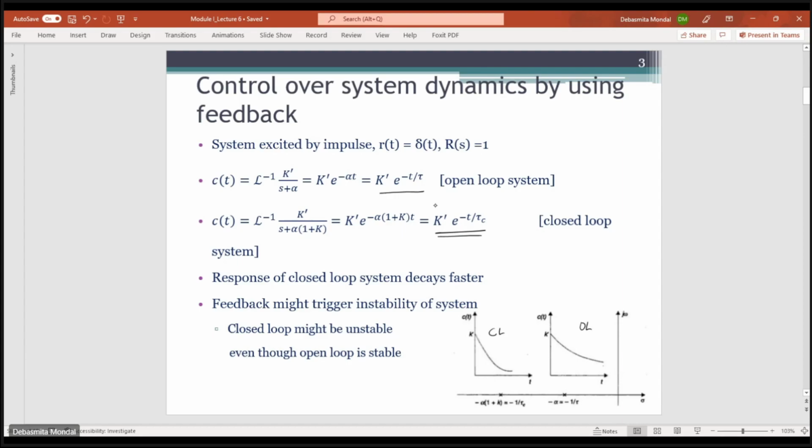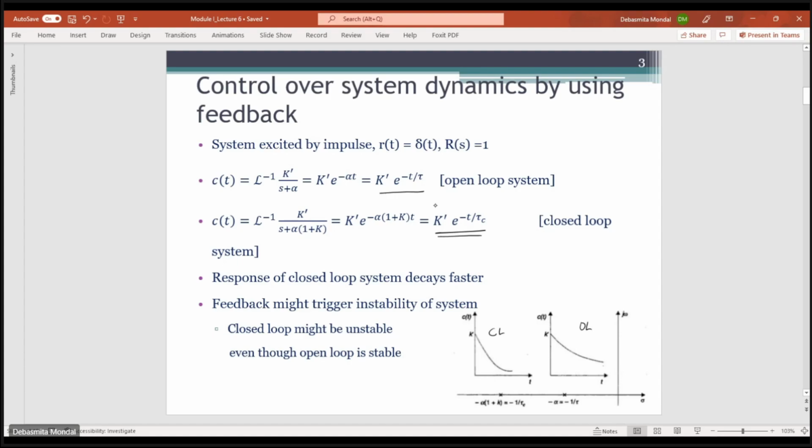So that is one of the other advantages of using a feedback mechanism. Using this feedback, you can see that if you have any kind of unwanted signals like noise or disturbance in the system, the effect of that noise or disturbance will be reduced to a great extent if you are using a closed loop system.